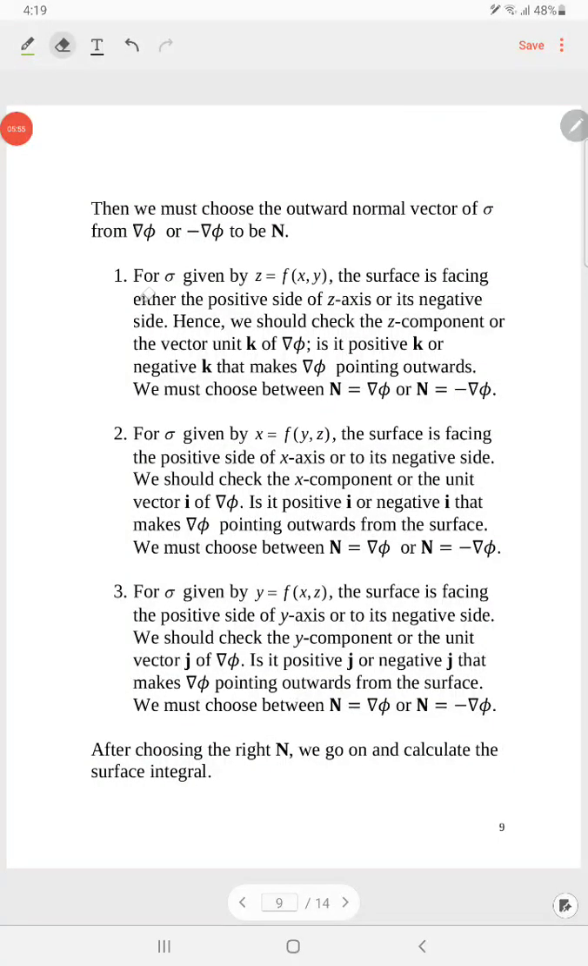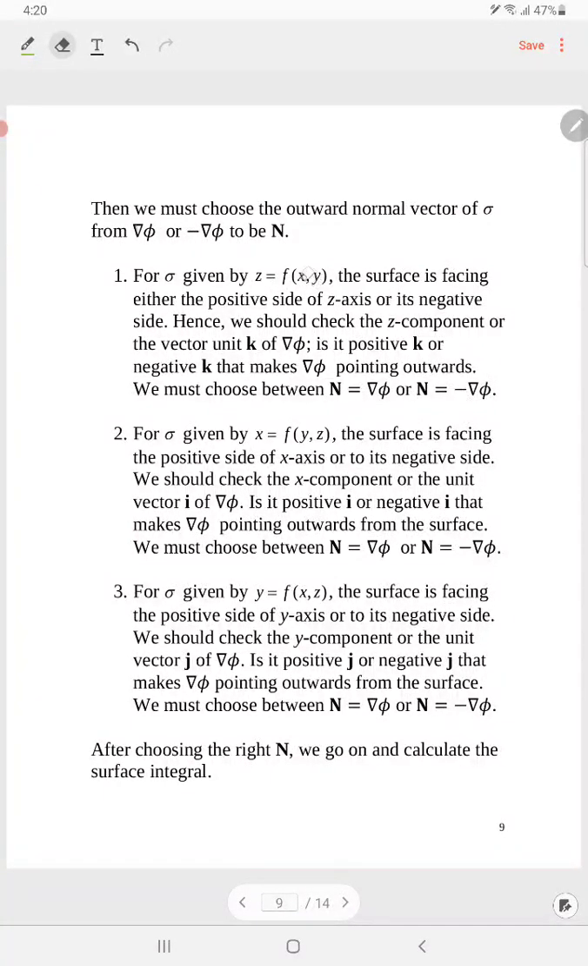For the first case, for sigma given by z equals f of x, y, the surface is facing either the positive side of the z-axis or its negative side. Hence, we should check the z component, or the unit vector k, of del phi. It is positive k or negative k that makes del phi point outwards. So we must choose between n equals del phi or n equals negative del phi.